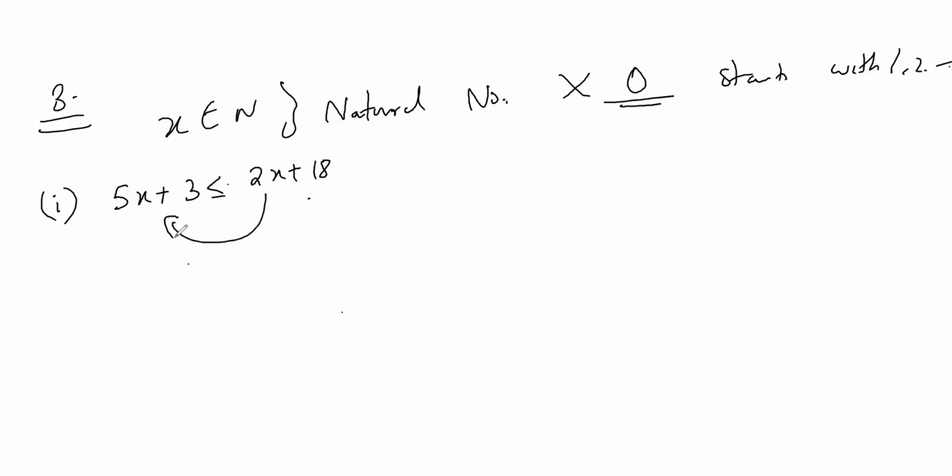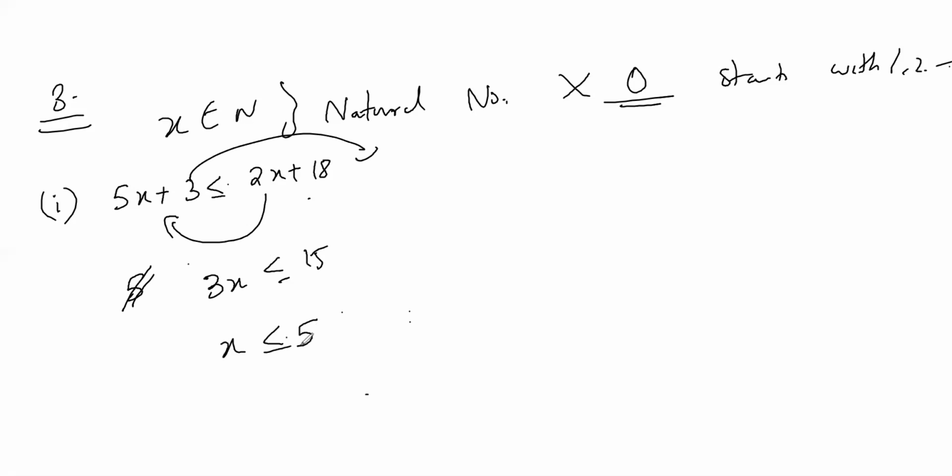2x will go this side. So 5x minus 2x is 3x. This 3 will be going this side, 18 minus 3. 3x less than or equal to 18 minus 3, which is 15. So x less than or equal to 5.